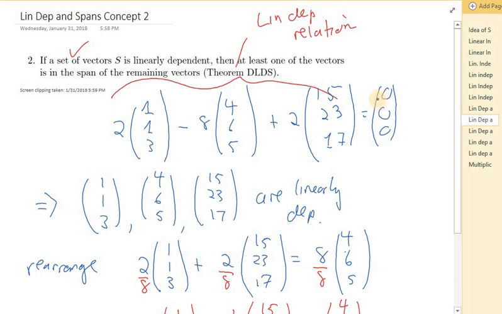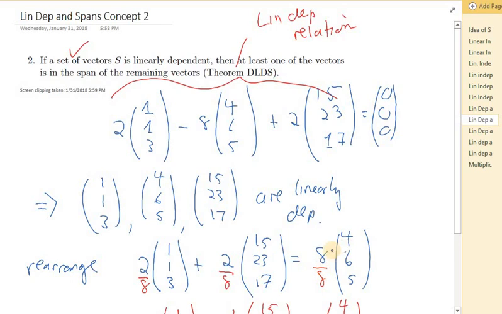Now, how could I write one of these so that it shows that it's in the span of the other ones? Well, let's choose this one in the middle. I could choose any of them, in fact. I can take this linear dependence relation and move this term to the other side. That's what I've done here. 2 times (1, 1, 3), that's the same. This minus 8 times (4, 6, 5), I simply move to the other side of the equation. When I add that to the (0, 0, 0) that's already there, I simply get 8 times (4, 6, 5).